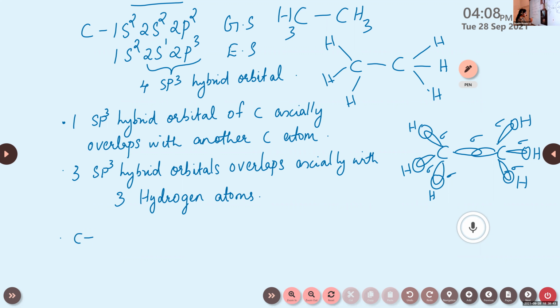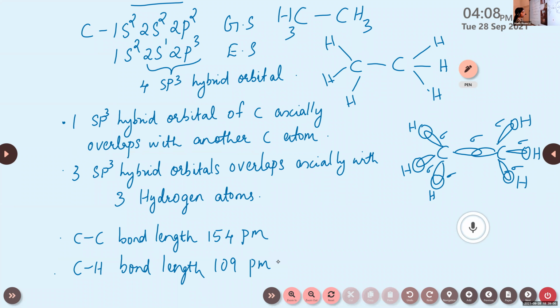CC bond length is 154 picometer, and the CH bond length is 109 picometer. There will be a difference in the bond length between carbon-carbon and carbon-hydrogen. That's about the formation of the ethane molecule, and their hybridization is sp3 hybridization.